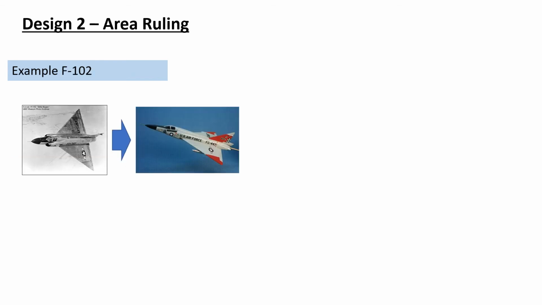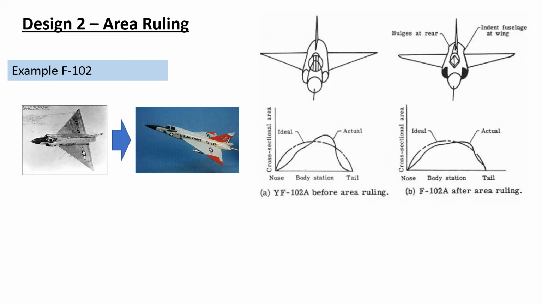For example, the F102. The left one, the black and white picture, is the original design of the F102, and the right-hand side one, the color one, is the updated design. So you can see the difference of the fuselage. The original one, the left one, has no area ruling, but the right one has the area ruling.